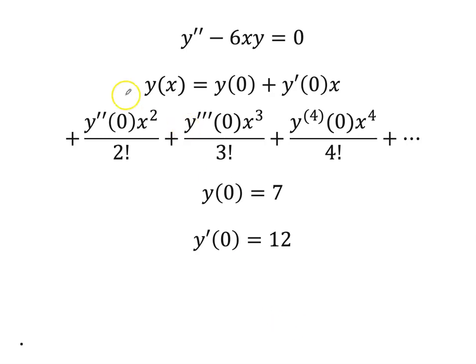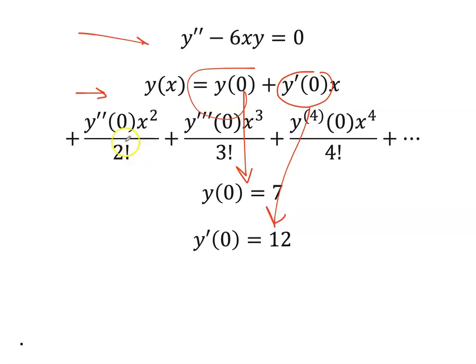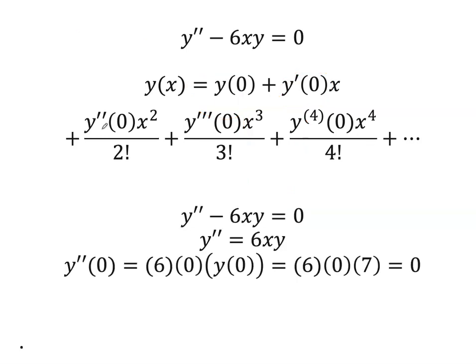So again, here's our differential equation. Here's the Taylor series. We know what y of 0 is. We're told that y of 0 is 7. And we know what y prime of 0 is. That's 12. So we were told those initially. We need to figure out y double prime, y triple prime, etc. at 0.